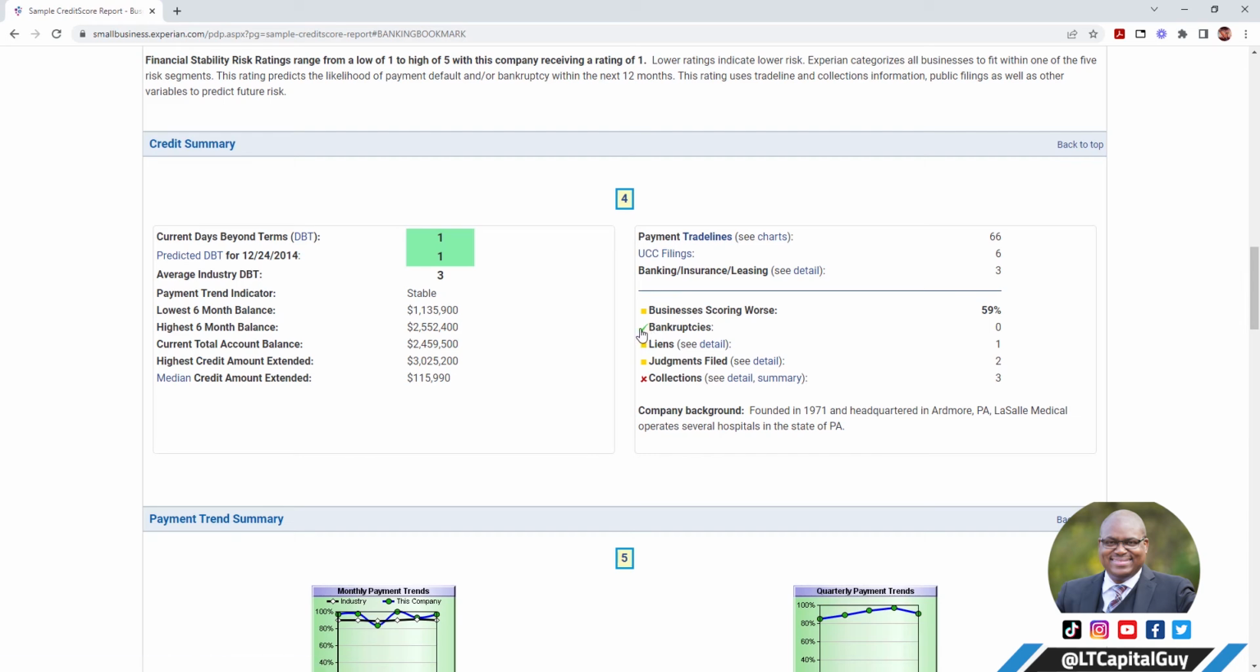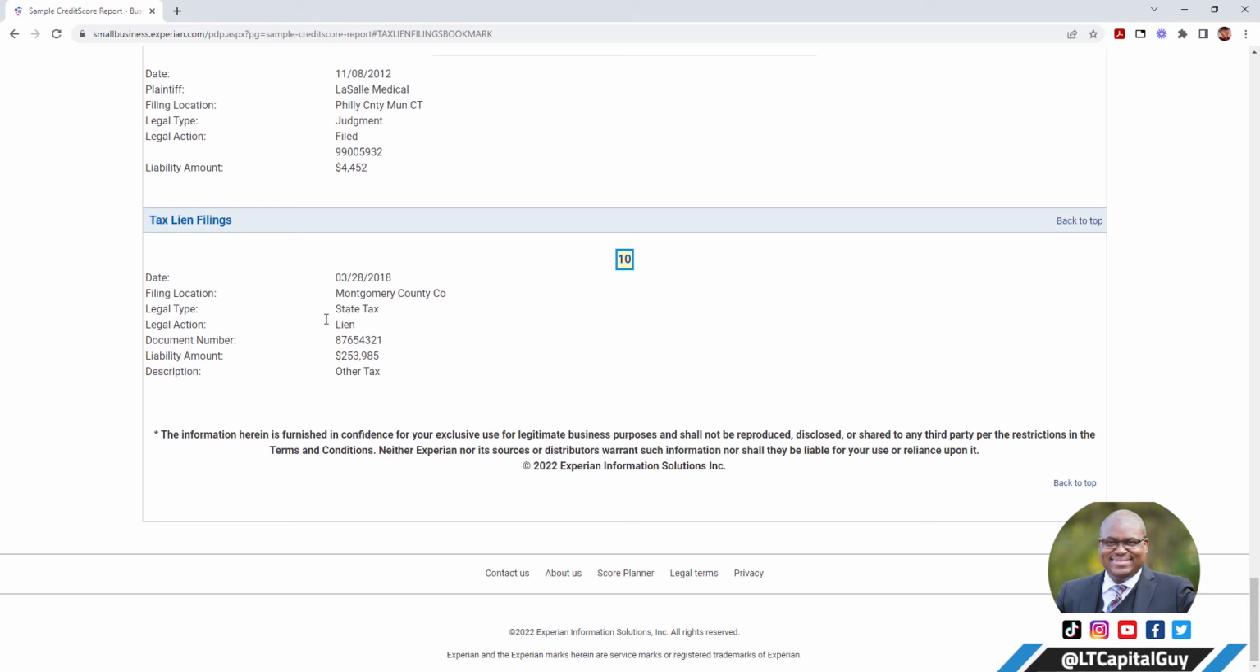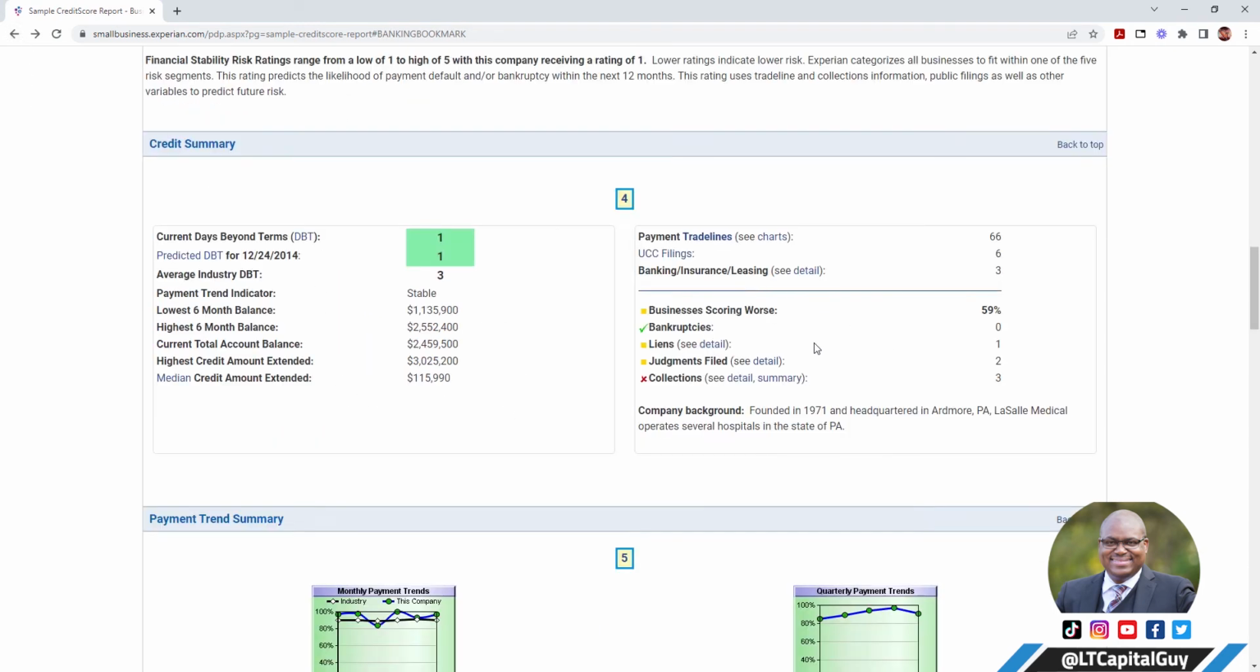Also, bankruptcies: we have a green check mark, and basically these color codes work like this: yellow is just caution, and green means no problems here. As far as bankruptcies, there are none. It looks like we have 1 lien on this company. You can get some detail by clicking there. All it does is drop you down and show you the lien information.